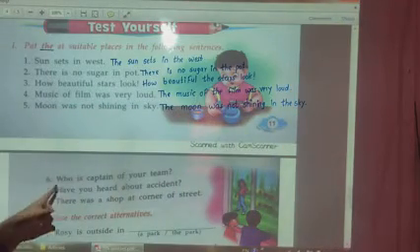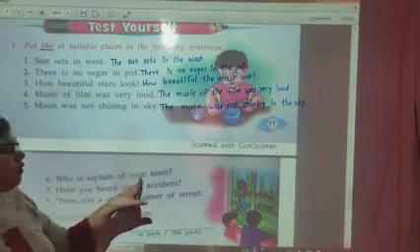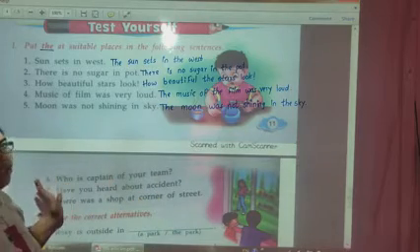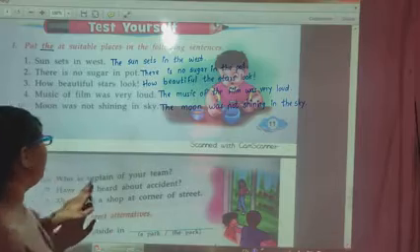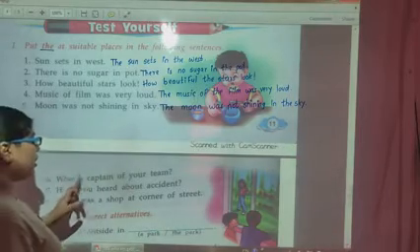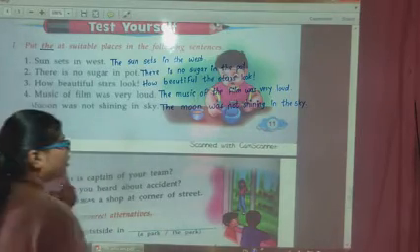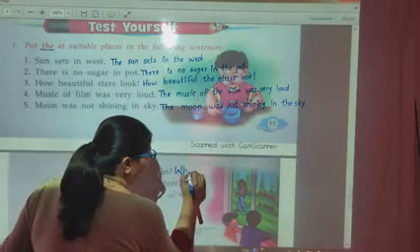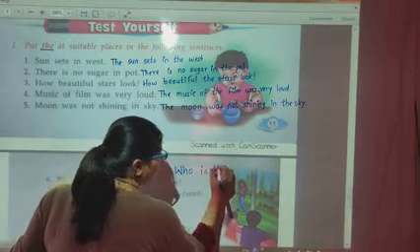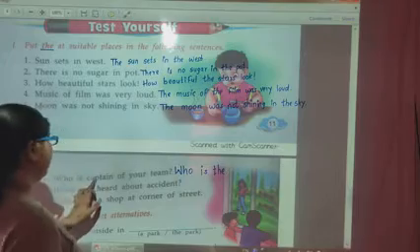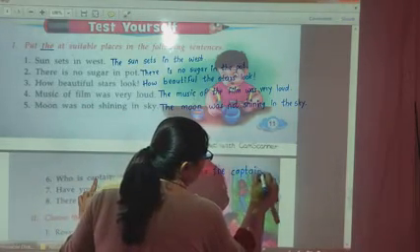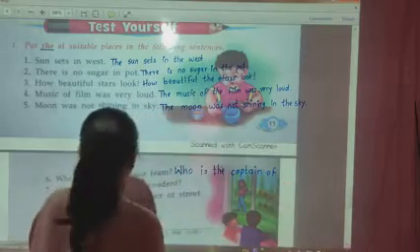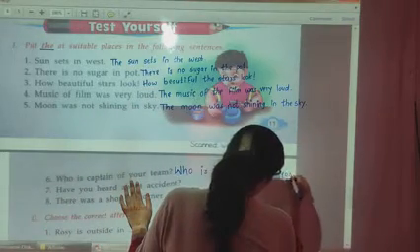Next. Who is captain of your team? There is only one captain for the team. So, the will come before captain. Who is the captain of your team?